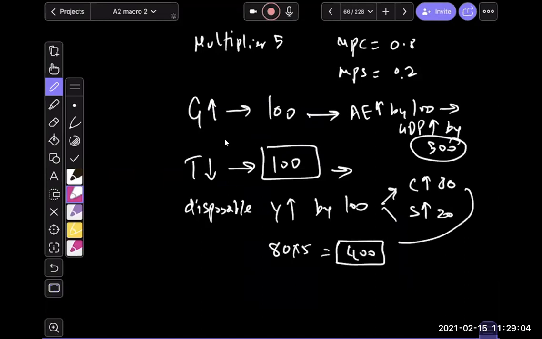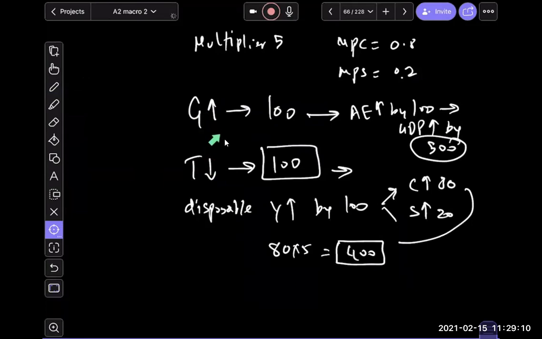So between government expenditure and taxes, which one is more powerful as a tool? Because they both are what we call fiscal policy tools. Government has two options: either government expenditure goes up or taxes go down. G is more powerful than T. Okay, G is always more powerful than T.